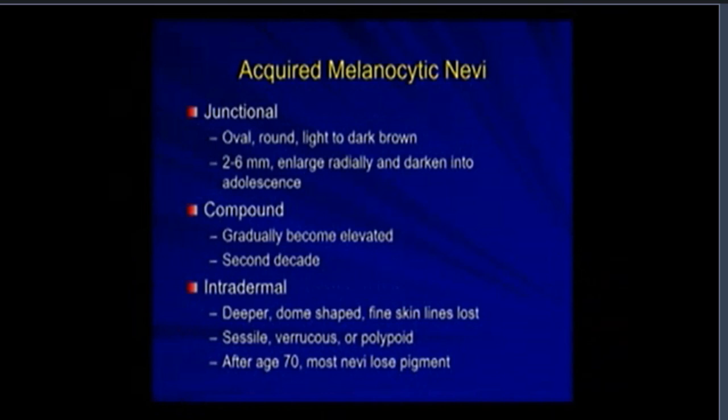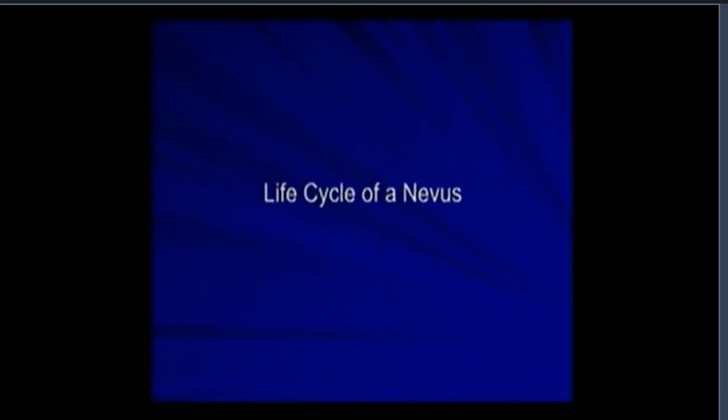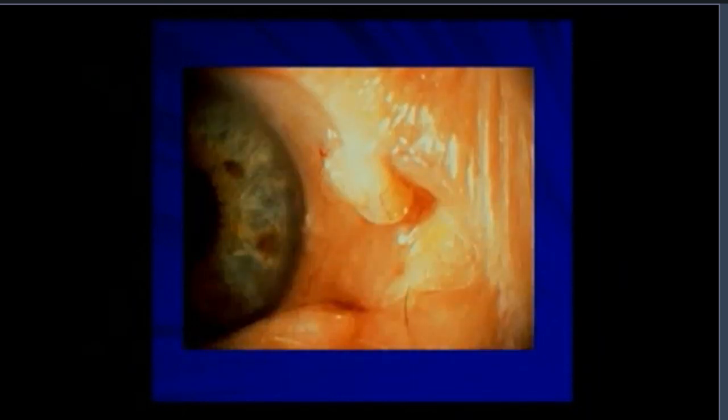The intradermal is a deeper dome-shaped lesion with fine skin lines, and this is more common in elderly people. In these patients, most of the pigmentation is lost. This is to show you, this is a junctional type, which is in early decades. This is a compound type, more raised now, in the second decade. And this is an intradermal, which is typically non-pigmented and typically in elderly patients. This is again an intradermal lesion.